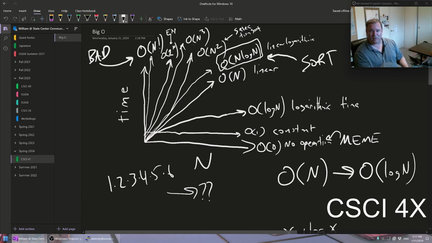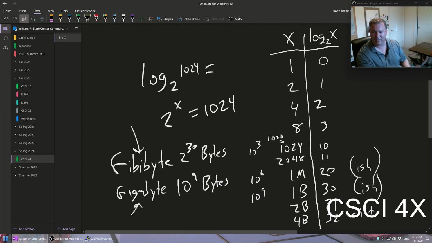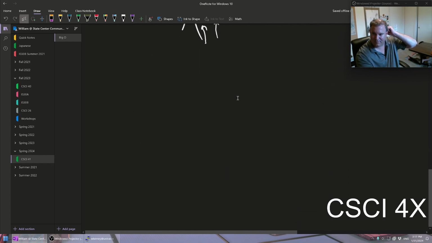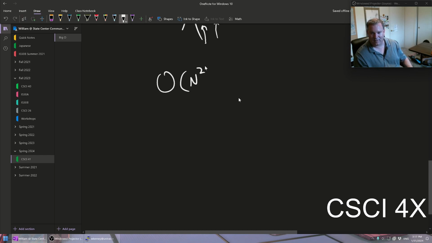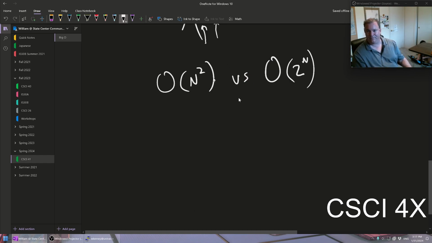So exponential. A lot of students have a hard time grasping logarithms. They also have trouble grasping why polynomial, quadratic, is different from exponential, intuitively. Order n squared versus order 2 to the n. Which one's worse in terms of running time? What do you guys think? If you had to write an algorithm, you could either do it in order n squared time or order 2 to the n time. Which one would you pick?